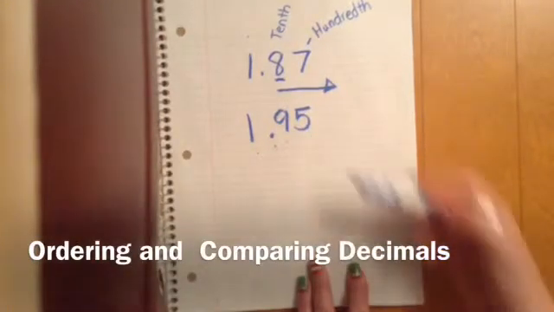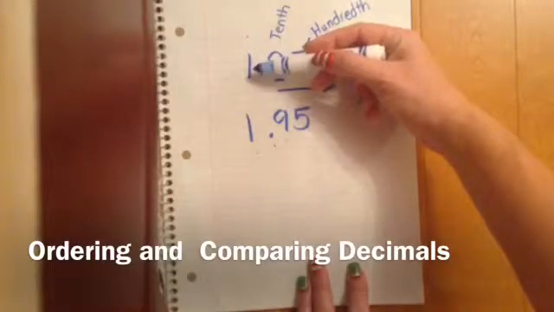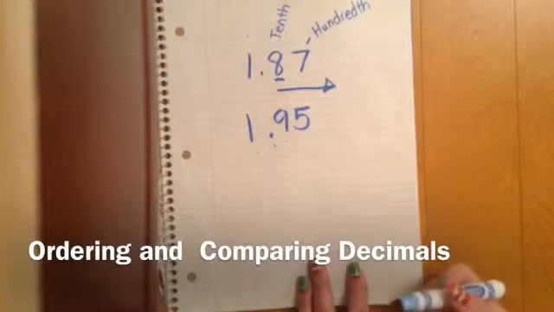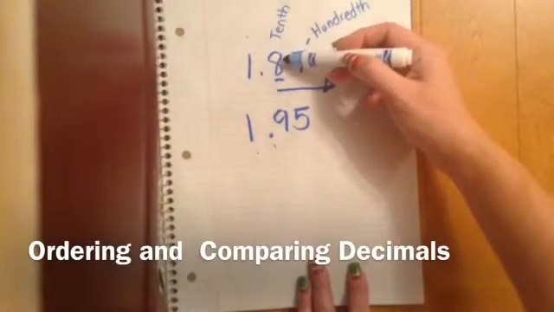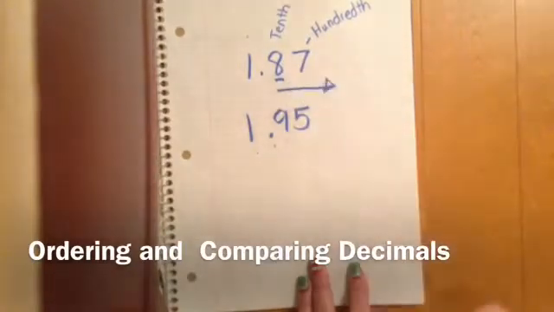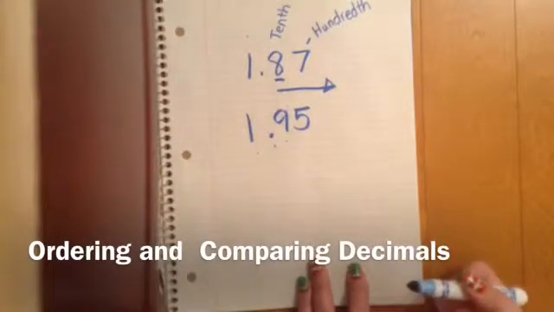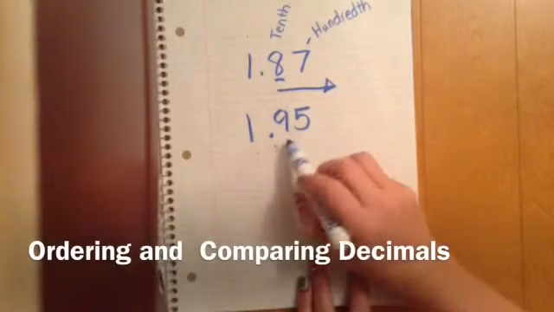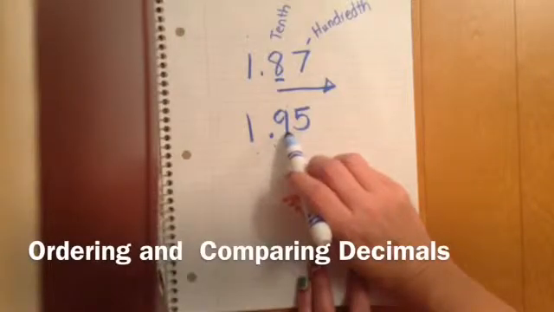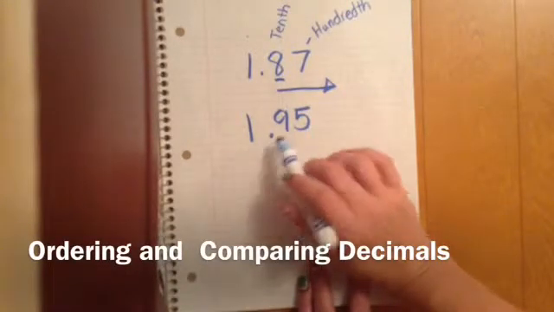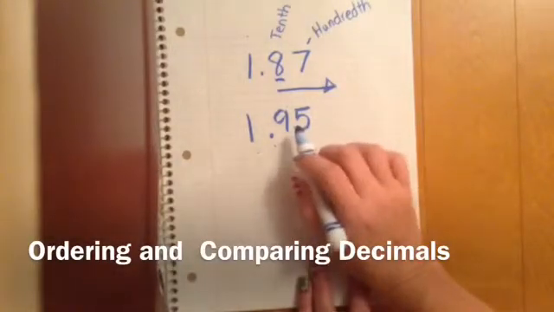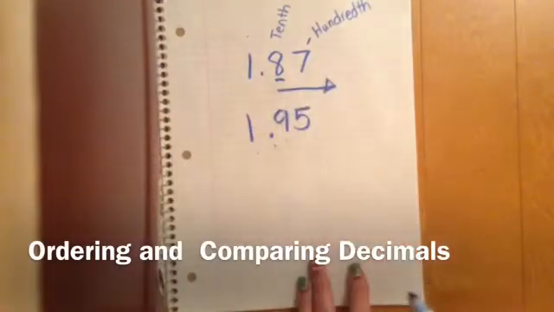So when I'm comparing decimals, I'm going to start at the far left side. So both of them have a 1 in the ones place. Okay, so I have to move to my next place value. And if I do that, I notice that the 8 and the 9 are the numbers I'm comparing. 9 is bigger than 8, so I know that I don't need to keep comparing the rest of the place values. I know that this means that this number is bigger. So 1 and 95 hundredths is bigger than 1 and 87 hundredths.